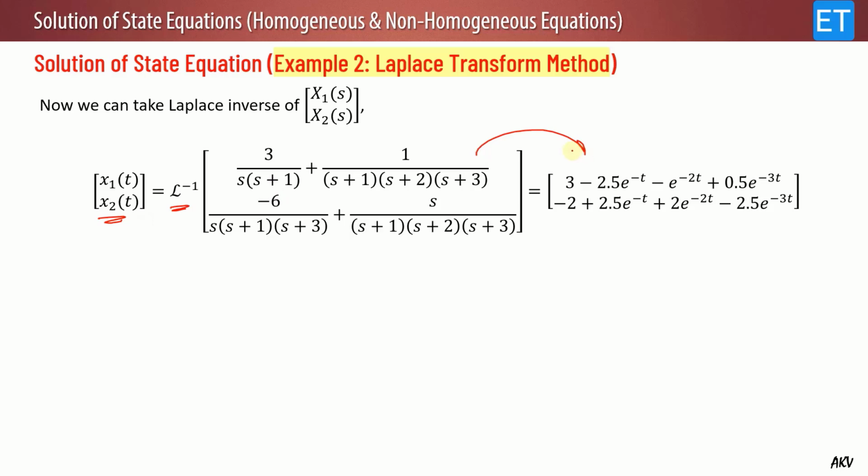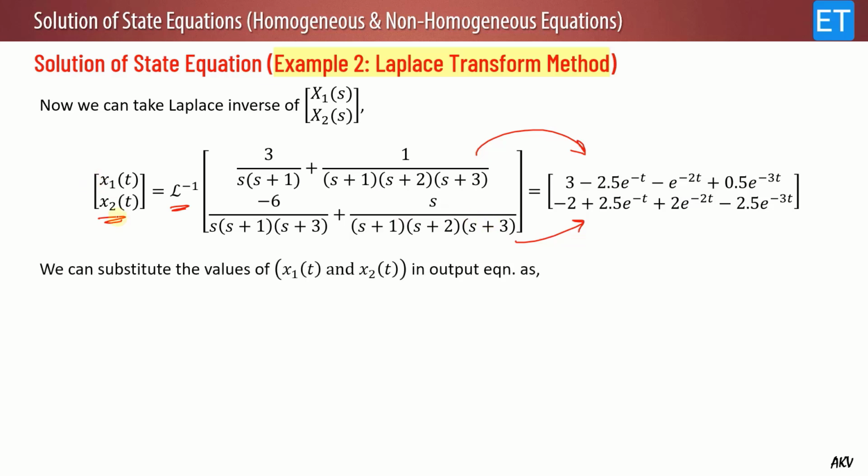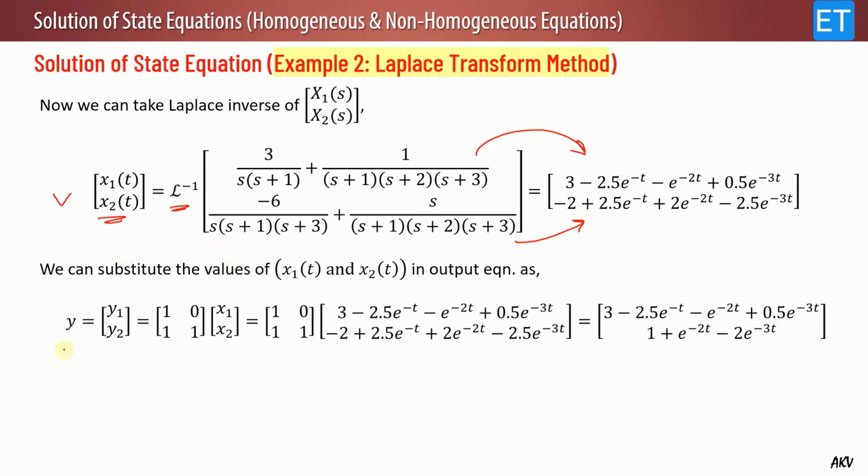So the first term gives this Laplace inverse. So this is the expression, which you can achieve by taking the partial fractions, and the second term will give this Laplace inverse, right? Now x1(t) and x2(t) are known, so I can substitute x1(t), x2(t) in the equation of y. The y equation is given in the question. So y, which is in fact the two outputs y1 and y2. So this is your C matrix, so y equals Cx.